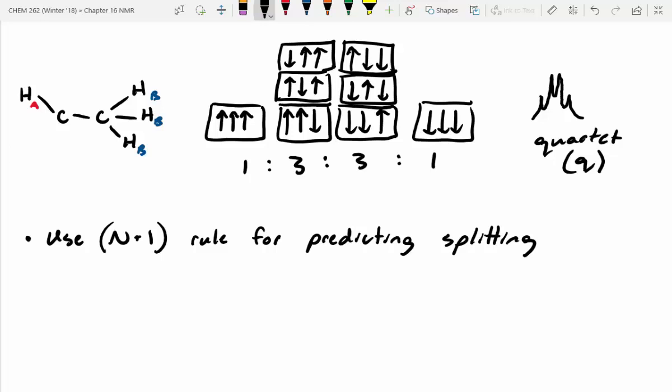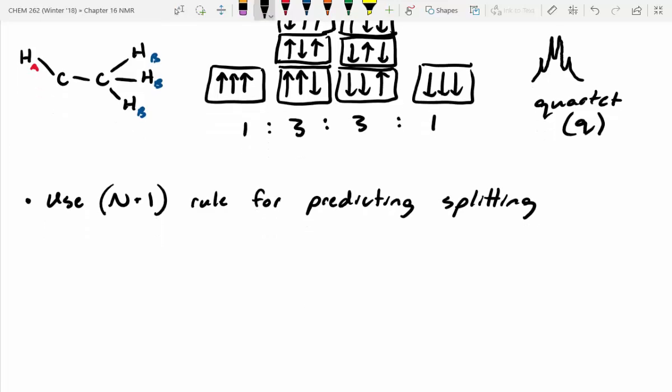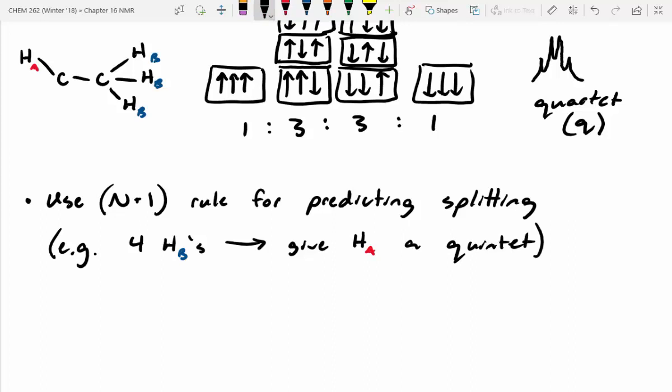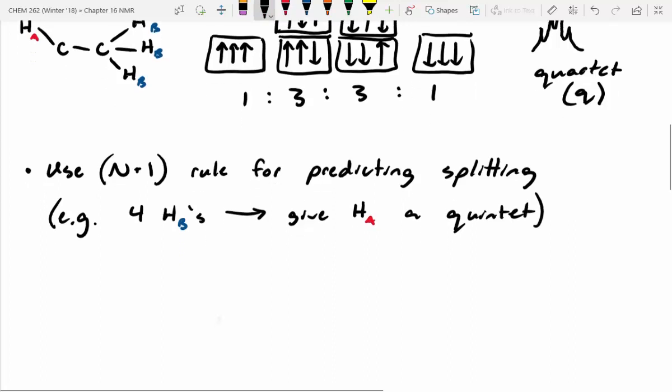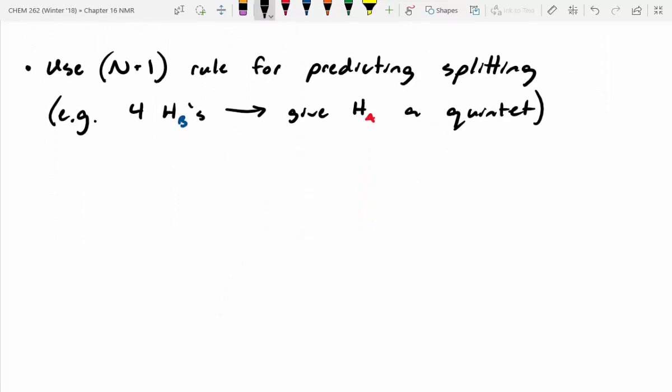So use the n+1 rule for predicting splitting. And we said, for example, 4 HBs give HA a quintet. Make sense? All right, there's some other nitty-gritty details we do have to go over.